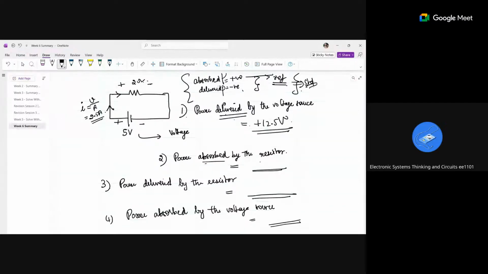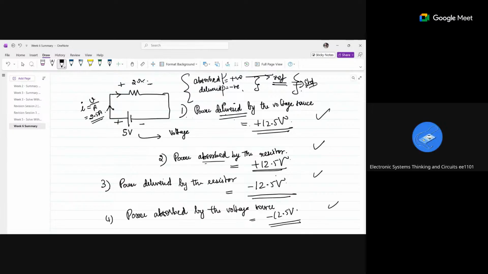Yes. The power absorbed by the resistor is plus 12.5, since the resistor is absorbing power. What is the power delivered by the resistor? Minus 12.5. Yes. What is the power absorbed by the voltage source? Minus 12.5. Yes. So these are the 4 questions you will answer with respect to the question.